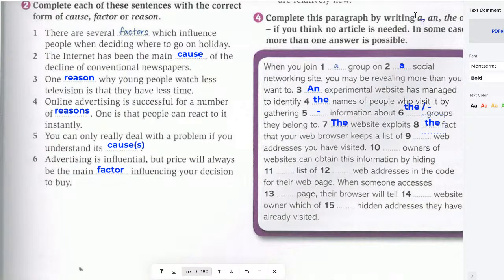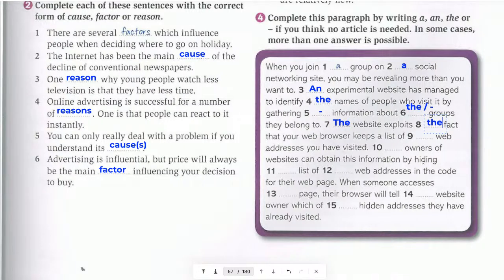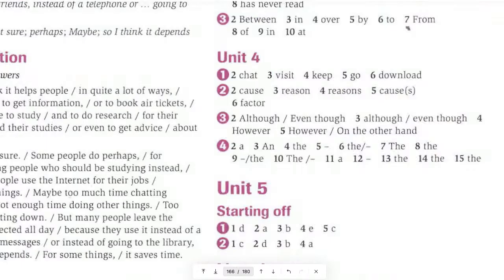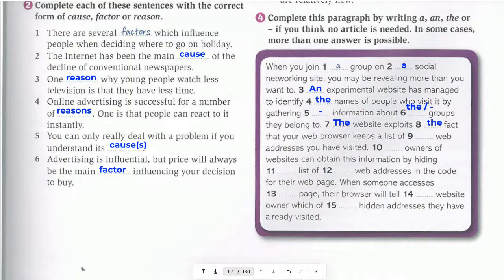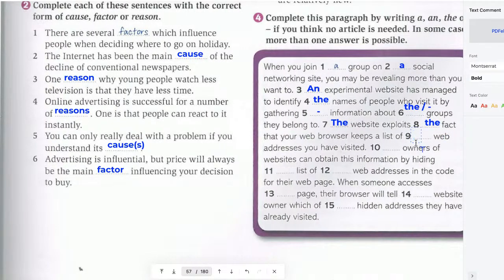Number 8. The fact, okay, the fact that your web browser keeps a list of the web addresses you have visited. Number 9, actually you have 2 options here. You can use "the" or without "the". It's okay, yeah. Okay, the meaning will be different a little bit.